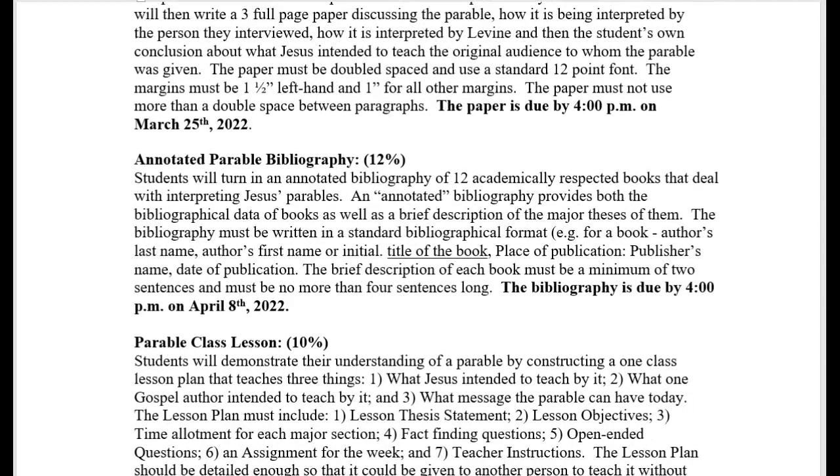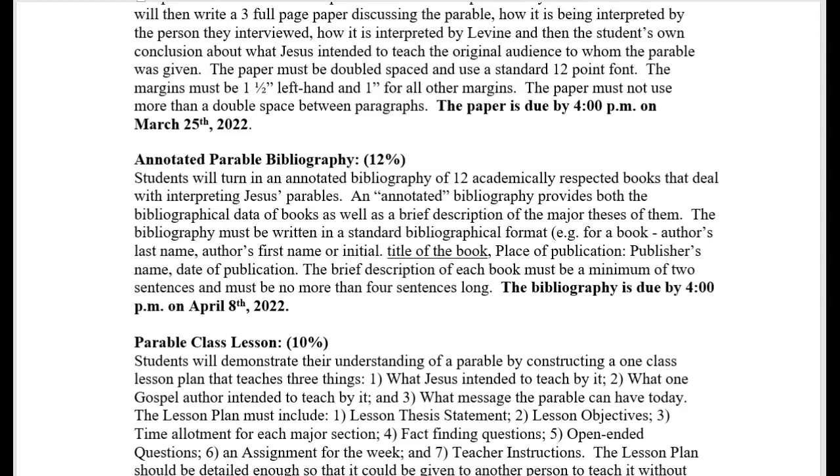Now, an annotated bibliography. So you're going to find 12 academically respected books. We'll need to have a conversation about how to know if something is an academically respected book. But you're going to find 12 of them.